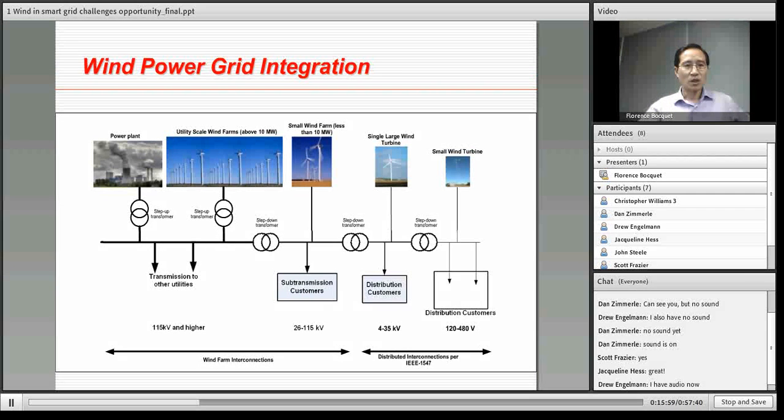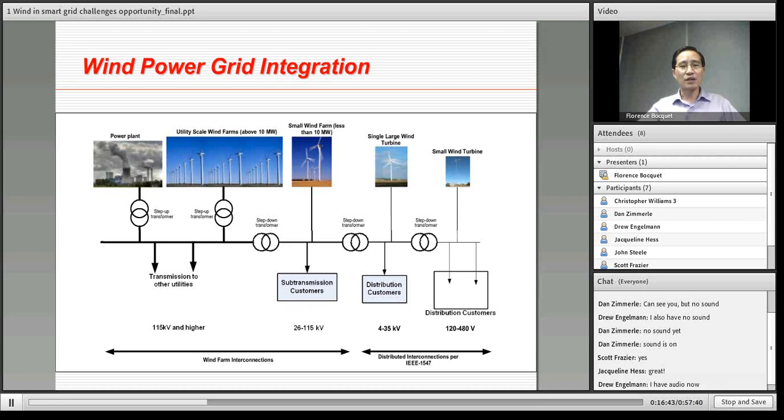Wind power integration, we can integrate wind power on several sections or several parts of the power grid, because power grid is categorized or divided into transmission grid, subtransmission grid, and also distribution level. So depending on the level of your wind power plant or wind farm, if it's a very huge amount of wind power plant, we can integrate them into the transmission grid.